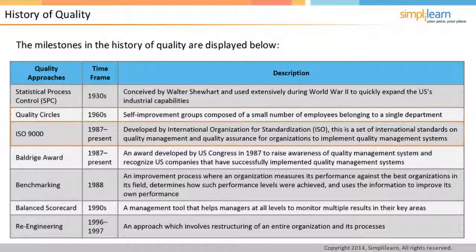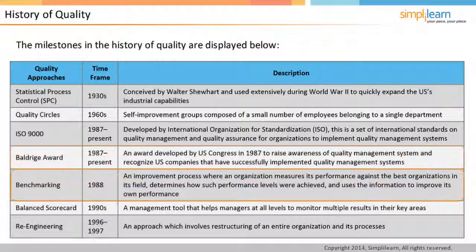In 1987, ISO 9000 was introduced. ISO stands for International Organization for Standardization. ISO 9000 is a set of international standards on quality management and quality assurance to help organizations implement quality management systems. ISO 9000 is still in effect. Baldrige Award, now known as the Malcolm Baldrige National Quality Award, was developed by the U.S. Congress in 1987 to raise awareness of quality management systems as well as recognize and award U.S. companies that have successfully implemented quality management systems.